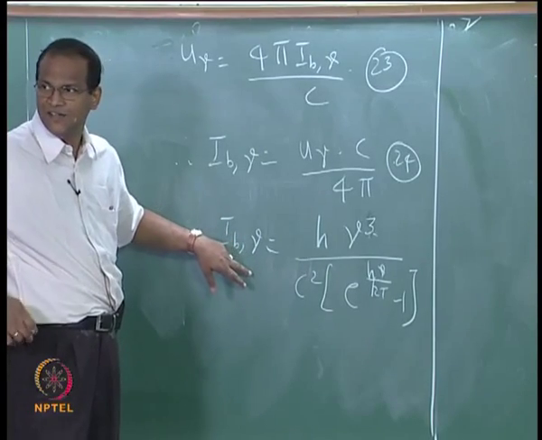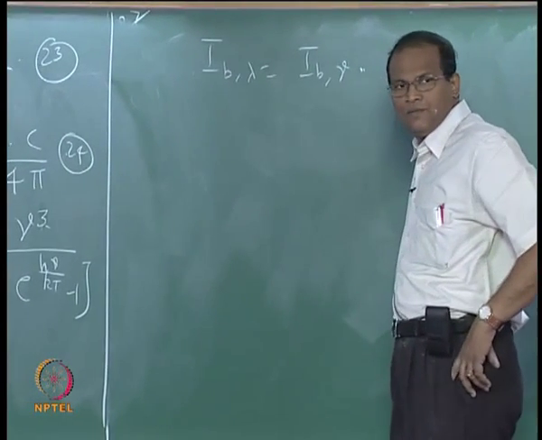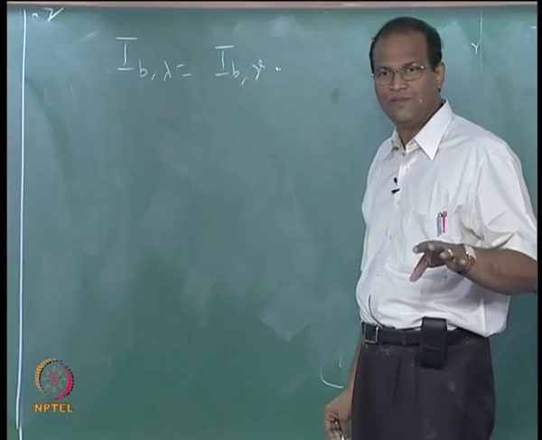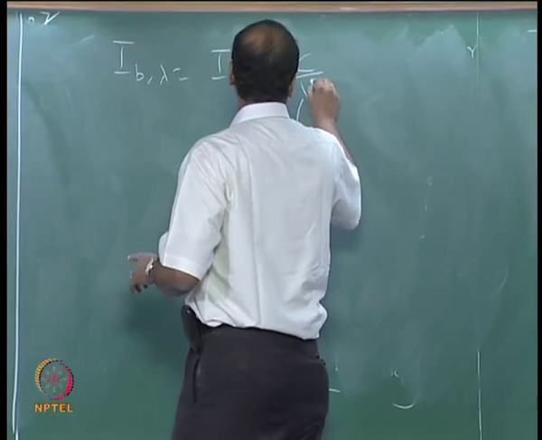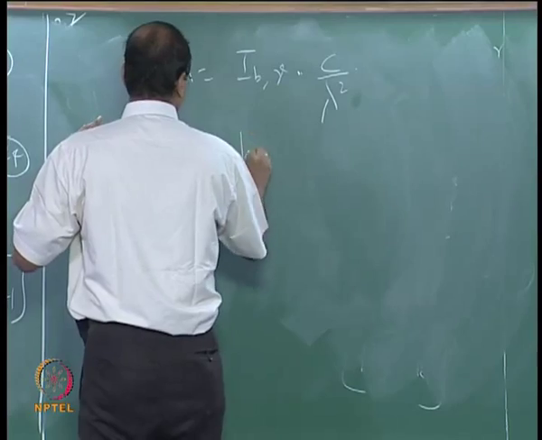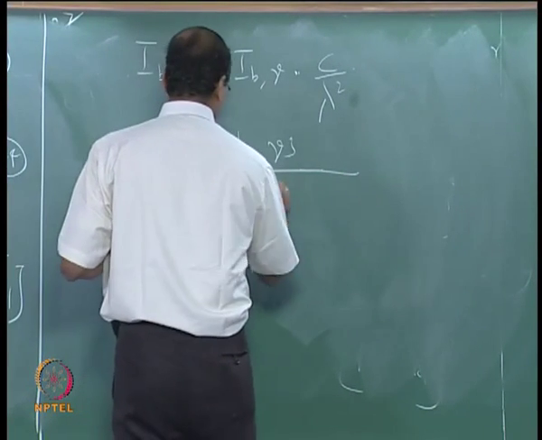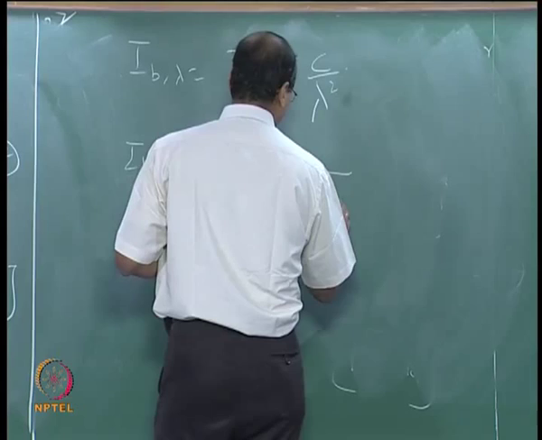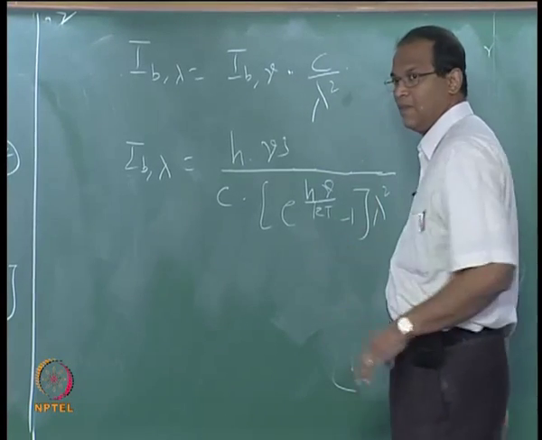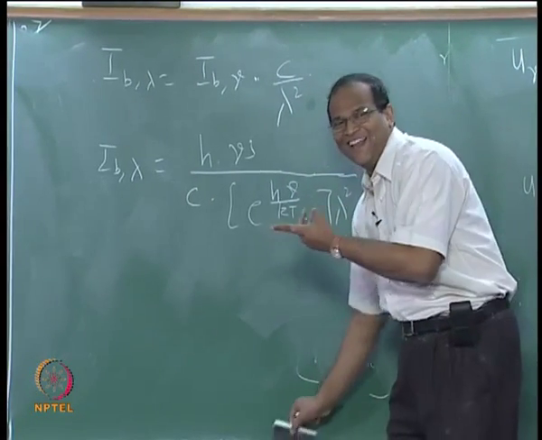I'll hold on for some 30 seconds. Is this correct? Fine. Now I_b lambda is I_b nu into lambda square by c or c by lambda square? C by lambda square. Okay. h nu cube by c, correct? To lambda square. I am just writing what you are telling me. I hope in the next 5 minutes we get the Planck's distribution. Okay, fine.